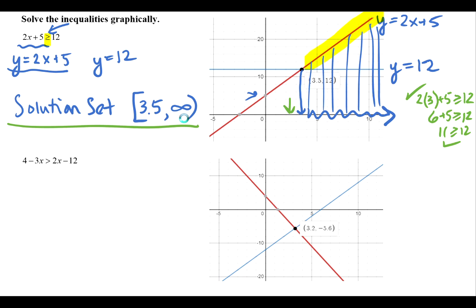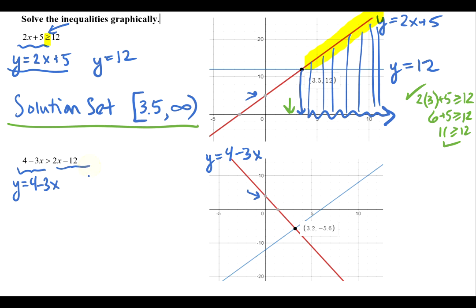Our next example is 4 minus 3x is greater than 2x minus 12. So let's consider this. This time we don't have a horizontal line. We've got two diagonal lines. We've got y equals 4 minus 3x. That is a line with a negative slope, so it's got to be the line that's going down. So that has to be the red line here, y equals 4 minus 3x. Double check the intercept. That makes sense, an intercept of 4 right there.